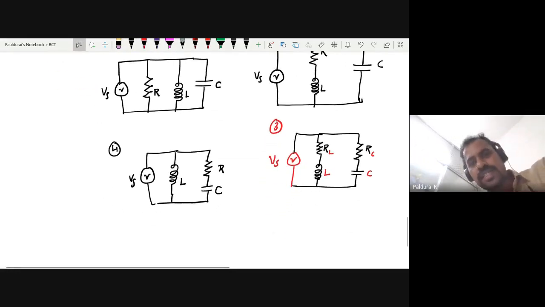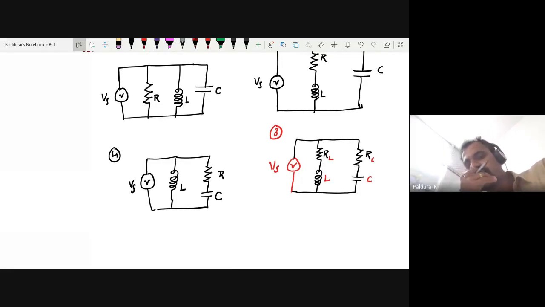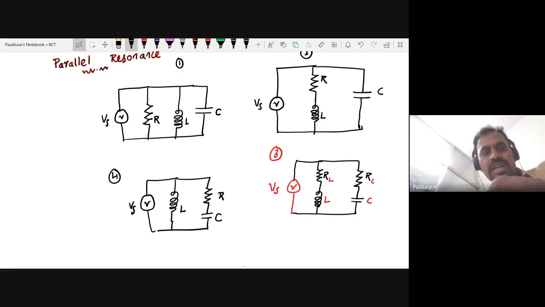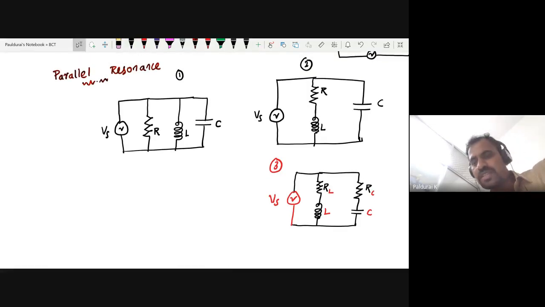You know what is the concept of resonance? The same. The applied voltage and the circuit current are in phase, as you told. Nothing changed, nothing new. But this time, since we are dealing with the parallel circuit, there are 3 circuits; the 4th one is not required for you people. So we want to find the resonant frequency for these three circuits.